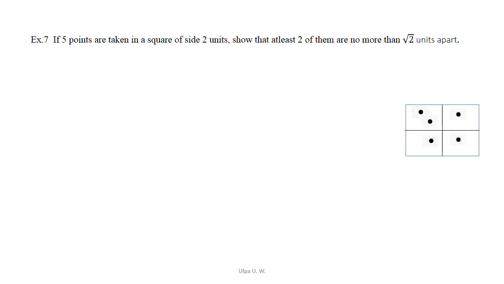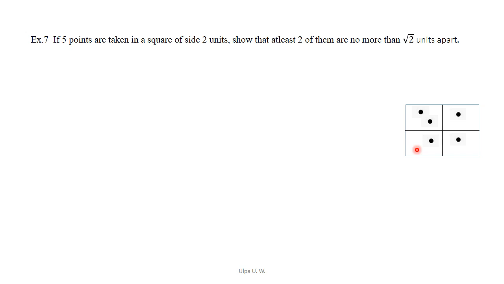Now let's see the next example, example 7. If 5 points are to be taken in a square of side 2 units, show that at least 2 of them are no more than 2 units apart. So I'll take this as a square. The length of each side of the square is 2 units. I divide that square into 4 smaller squares of length 1 unit each.